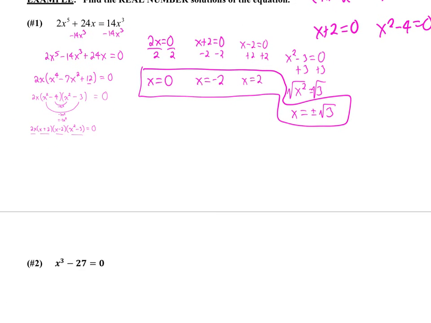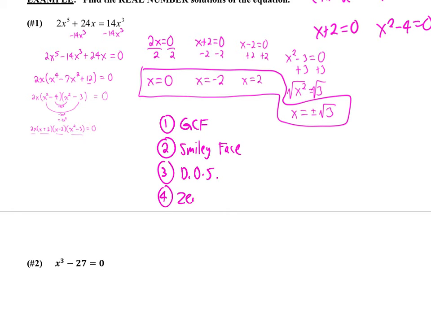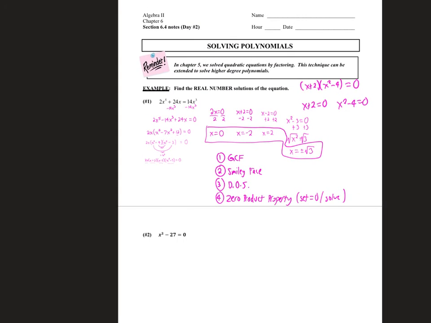So here are the steps we took for this one. This one's kind of tricky. First step we did, we took a GCF. Second thing we did, smiley face. Third thing we did was difference of squares. Then the last thing we did is called the zero product property, and that means set equal to 0 and solve. Okay, so those are the steps we took for this problem.